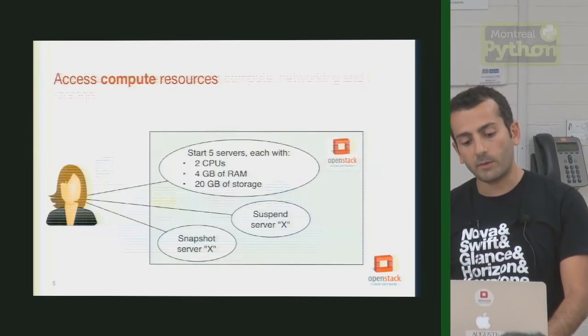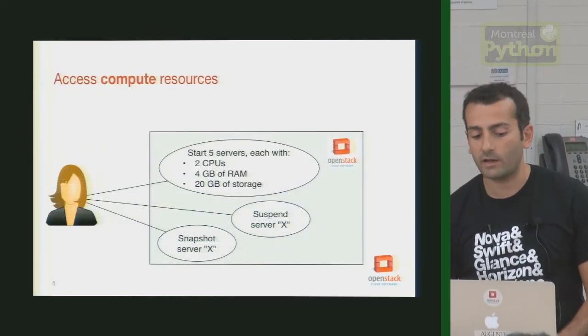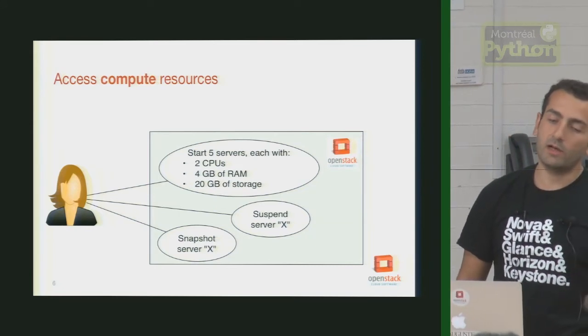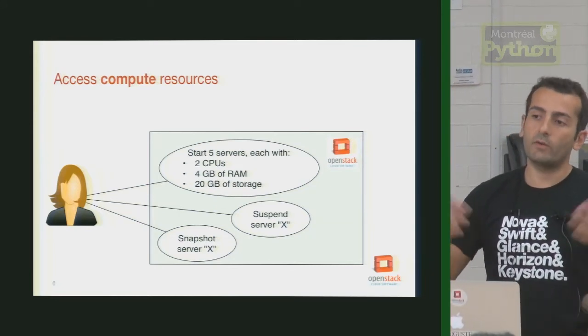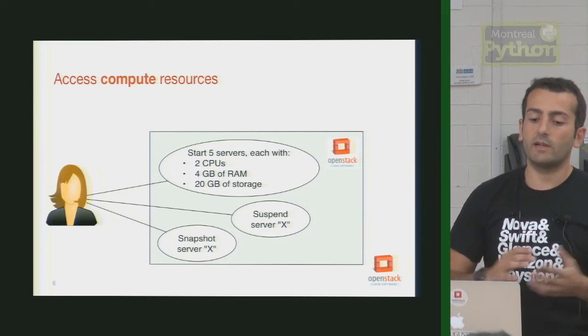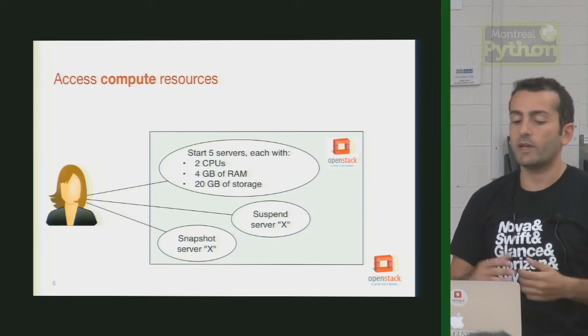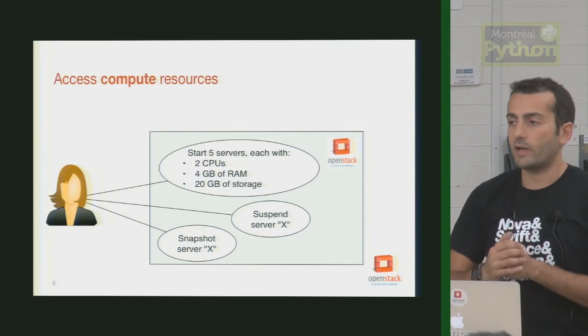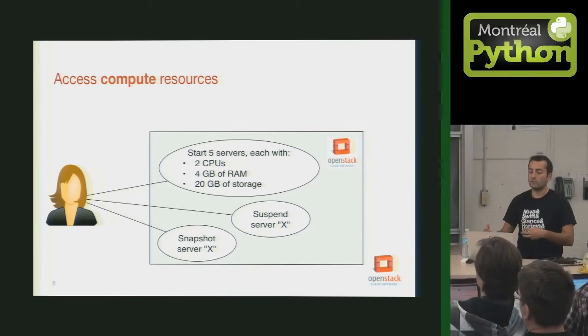So let's see some examples. What do you want to do with the cloud? Take for example that you want three web servers with two DBs and things together. You just click start five, or you use the APIs to start five servers with those resources, like 2 CPUs and 4 GB of RAM. And when you start them, if you want, you can pause them or snapshot them as well.